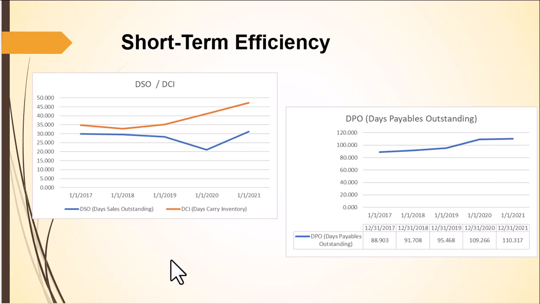But on the other hand, we know that it's fairly stable, right? 80 to 100, I mean, it's a 30-day range there. It has increased pretty dramatically in the last couple of years. Again, I think we know why that's happening.